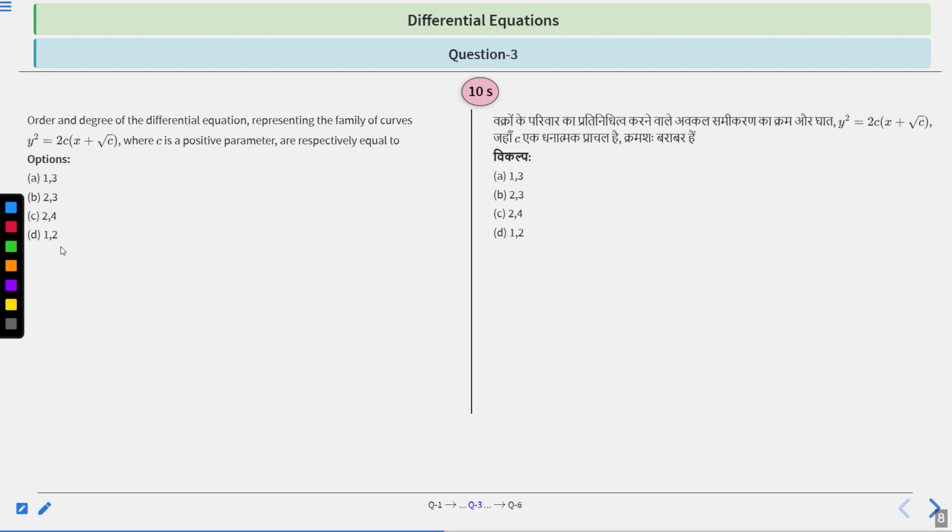The hint of this question is, for the order, you can find the number of arbitrary constants, right? And for the degree, you try to differentiate throughout and form a differential equation. After that, you will get the order and degree easily. So in this way, you can approach this question. You have 10 seconds to solve or think about this question. After 10 seconds, we will discuss the solution.